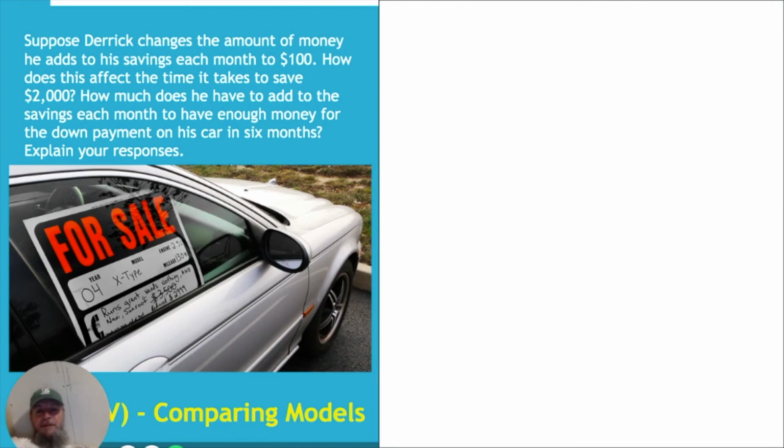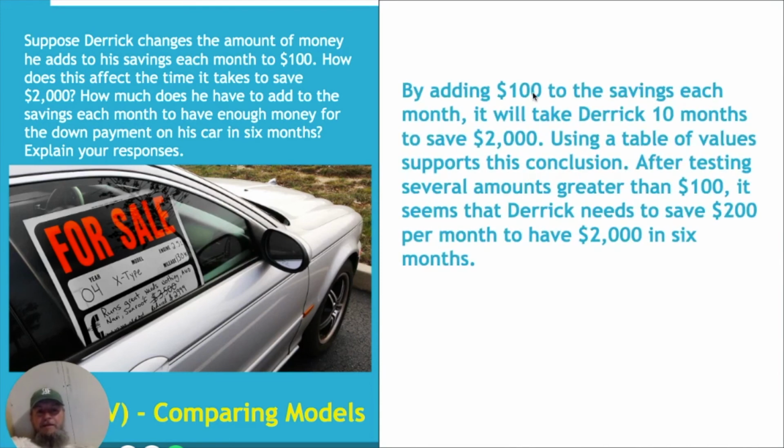And how much does he have to add to the savings each month to have enough money for the $2,000 down payment on his car in just 6 months? And we'll have to explain how we got that. So if you add $100 of savings each month using the calculator, we can find that it takes Derek only 10 months to save the $2,000. But using a table of values supports this conclusion. All we have to do is use a calculator and show it.